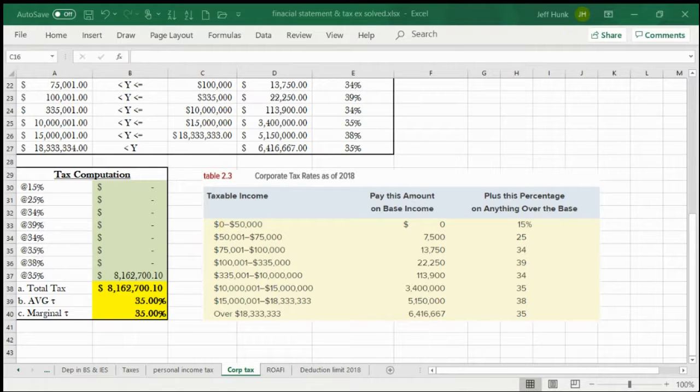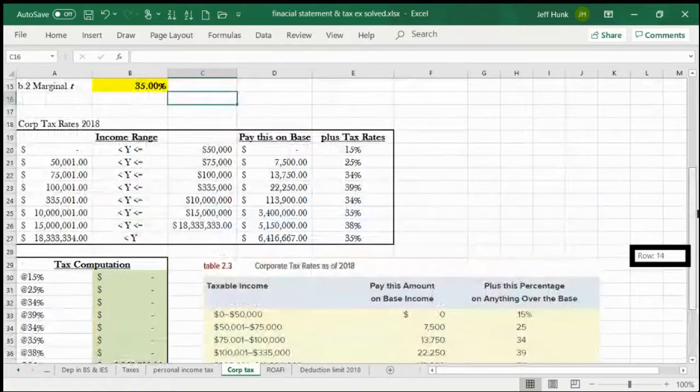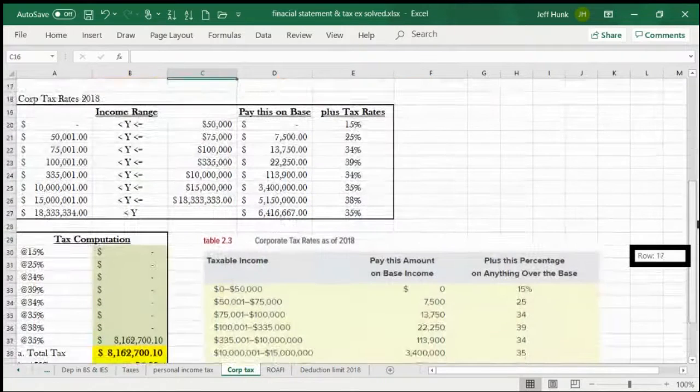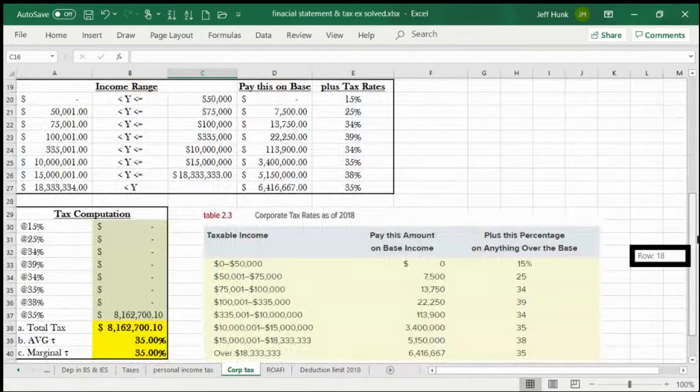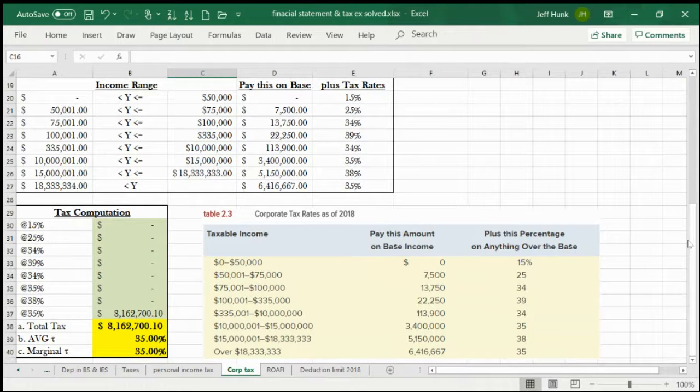Now, in our previous video, we talked about how the corporate tax computation is different from personal income tax. And the idea is very simple. You find your taxable income.